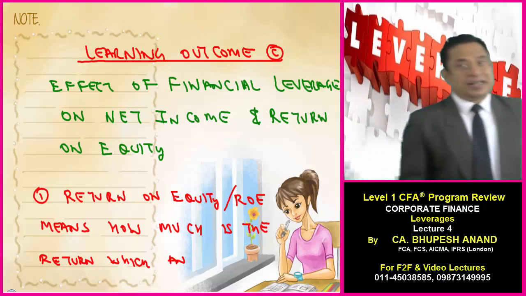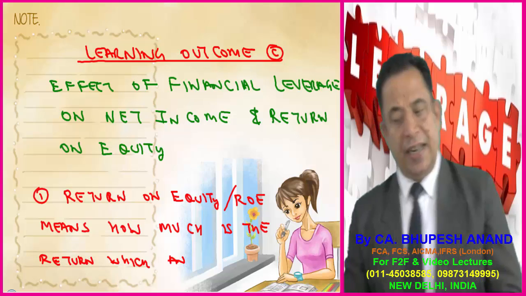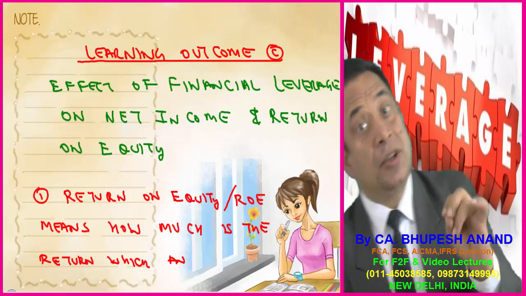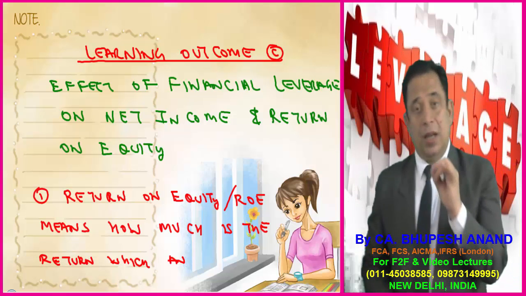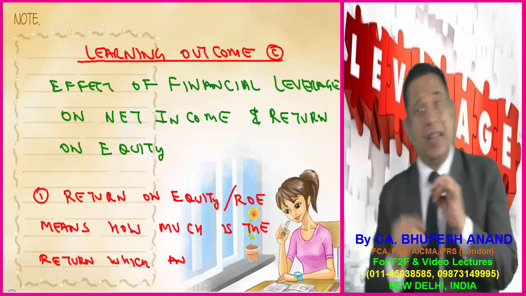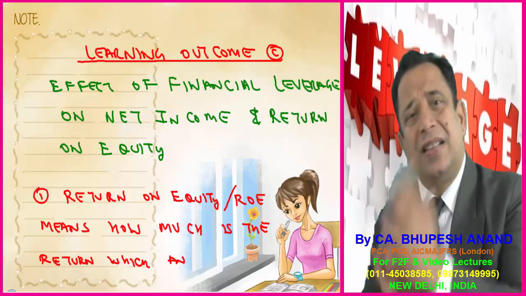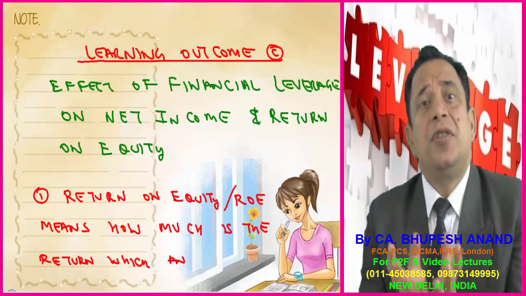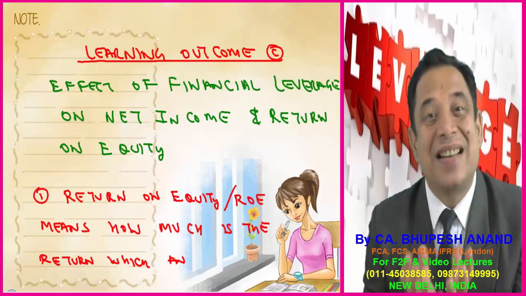Now, this is learning outcome C, effect of financial leverage on net income and return on equity. When I say net income, it means profit after tax. It means EAT, PAT; it has different synonyms: net income, profit after tax, earning after tax. It means the profits which are available to shareholders after paying tax.